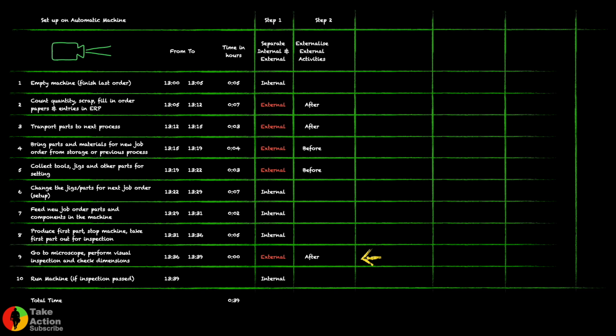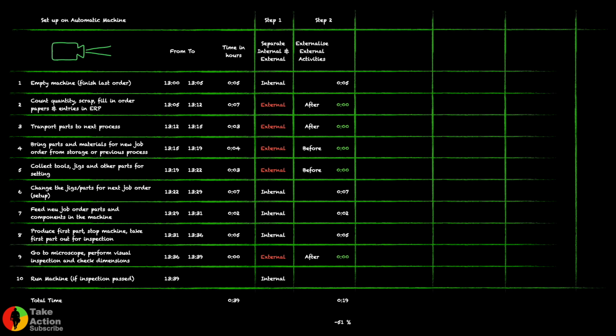So in this way we can externalize this activity and let the machine run, and we can reduce the total setup time, because all the external activities mentioned here are not done when the machine is stopped, but are done either before the running batch is finished or after the new job order has already started. So in this example we have reduced approximately 51% of the setup time just by externalizing the external activities.